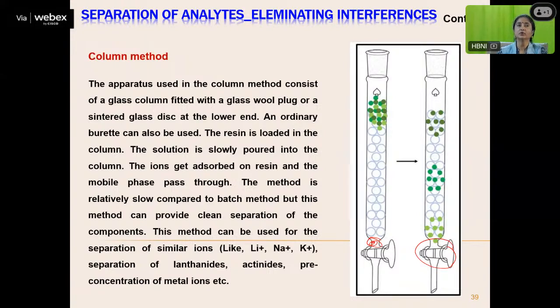The resin is loaded in the column. Now the solution is slowly poured into the column, and the ions get absorbed on the resin while the mobile phase passes through. But before preparing a column, you have to first swell the resin in a beaker outside your column.